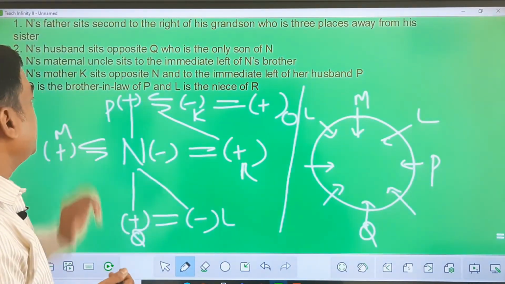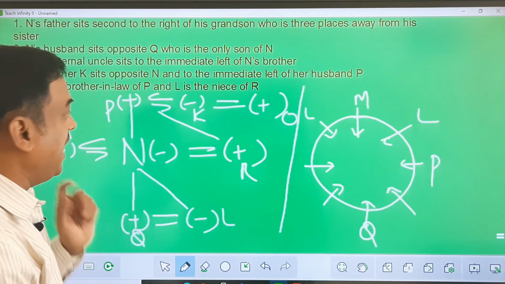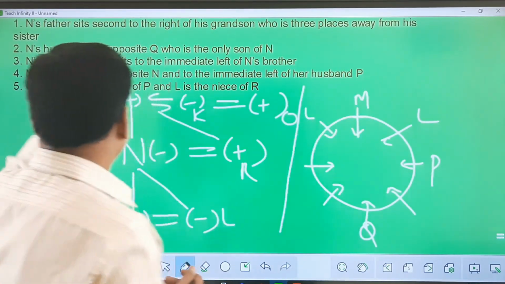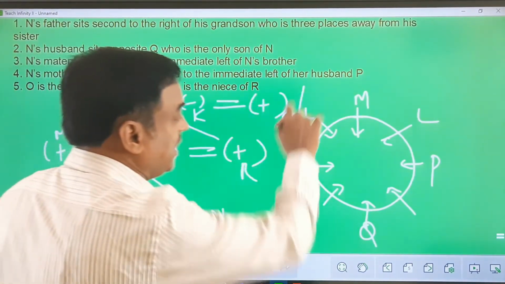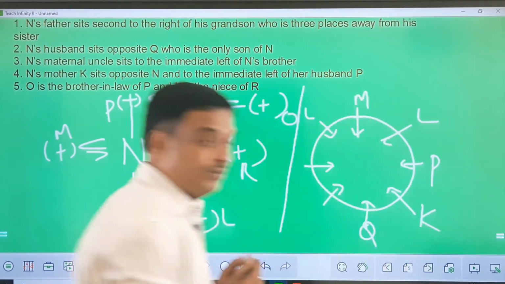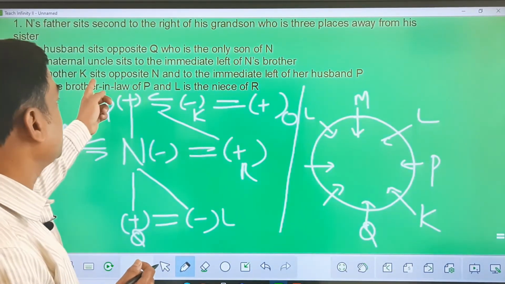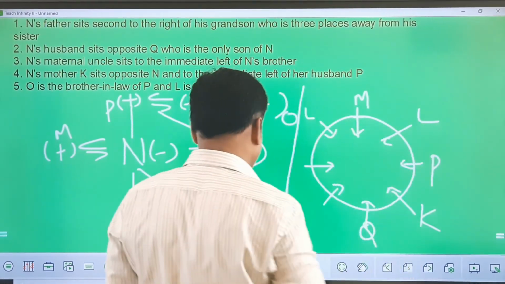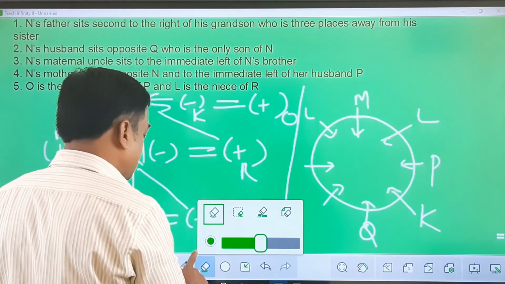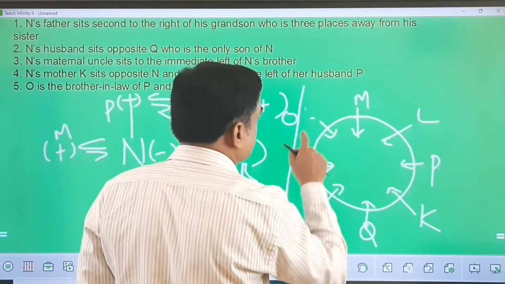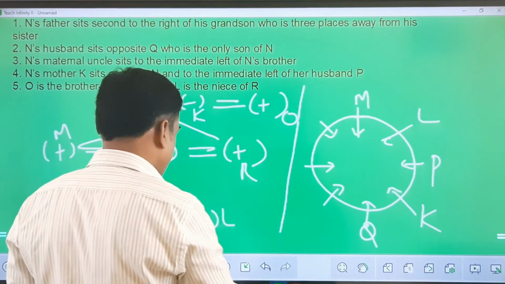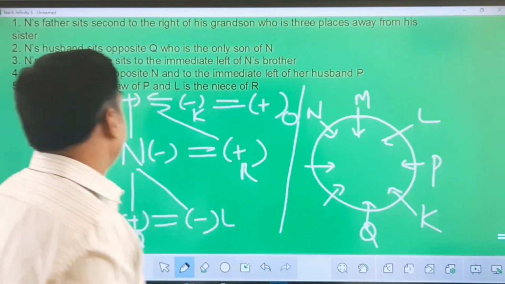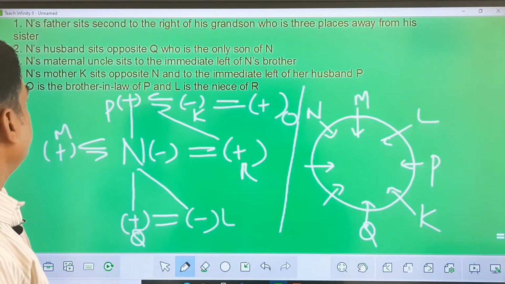Next, N's mother K sits opposite of N, he said, and to the immediate left of her husband P. So this person K is immediately left of her, so K can be taken over here. And then N's mother K sits opposite of N, so this cannot be L. This can possibly be L. So I can make one small change according to the directions here. This person has to be N. Now how many positions are still left? 2 positions are left, and based on that I need to arrange the rest of the things.